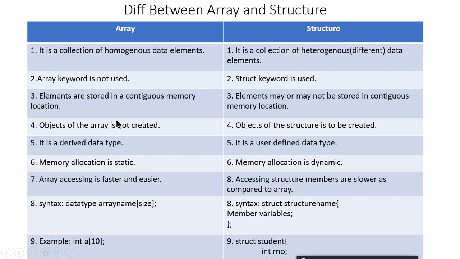You cannot create an array of objects, whereas you can create an array of structures. Array is a derived data type and structure is a user defined data type. Here memory allocation is static in array, whereas memory allocation is dynamic in structures. Array accessing is faster and easier, as compared to structures where you have to use the dot operator. Now this is a syntax and example that can be included inside the difference of arrays and structures.